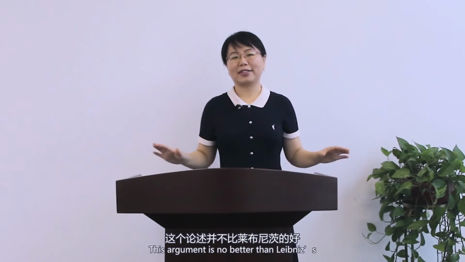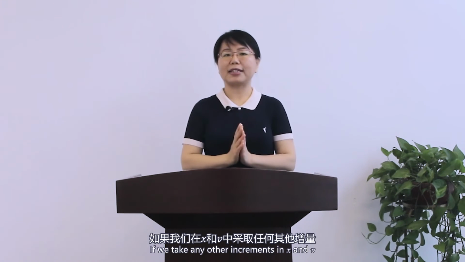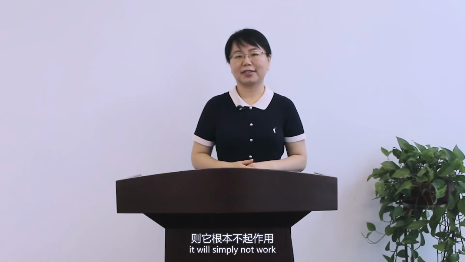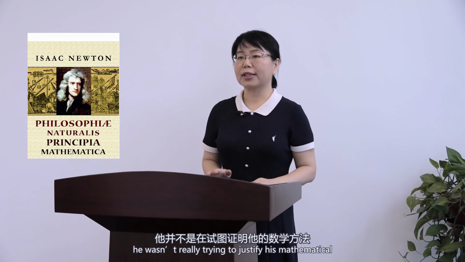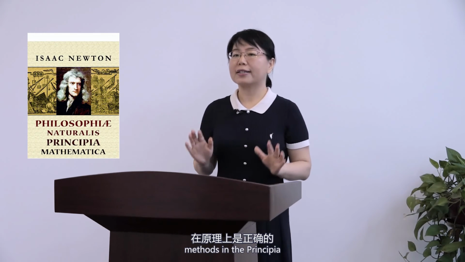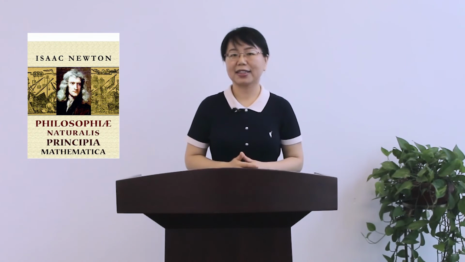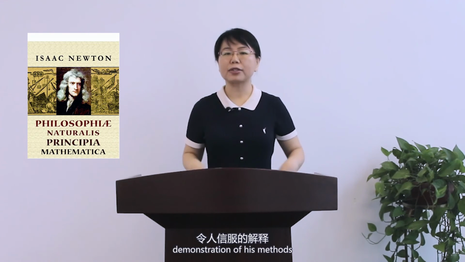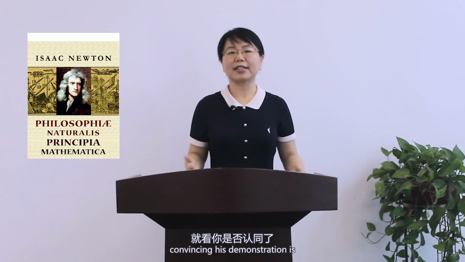This argument is no better than Leibniz's, as it relies heavily on the number 1/2 to make it work. If we take any other increments in x and v, whose total lengths are delta x and delta v, it will simply not work. You can try it and see. In Newton's defense, he wasn't really trying to justify his mathematical method in the Principia. His attention there was on physics, not math. So he was really just trying to give a convincing demonstration of his methods. You may decide for yourself how convincing his demonstration is.